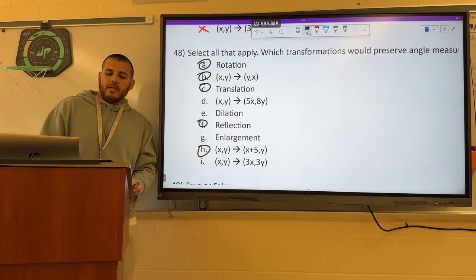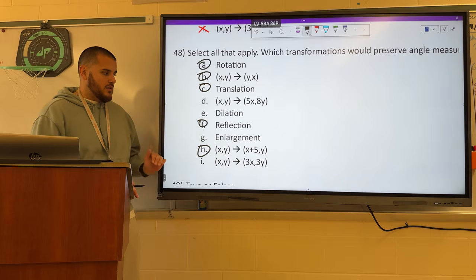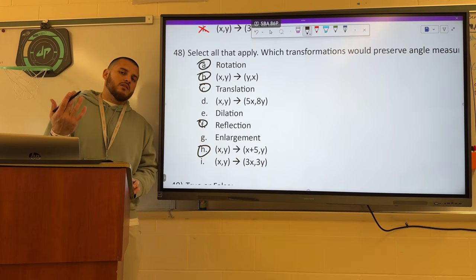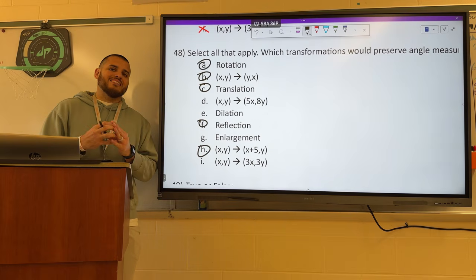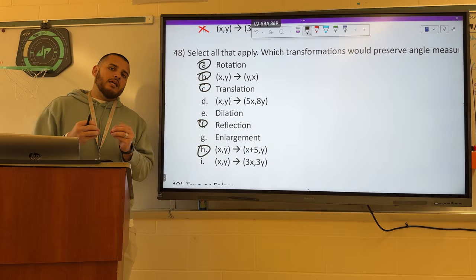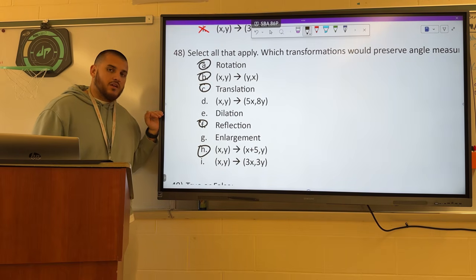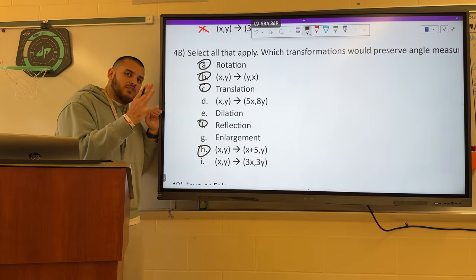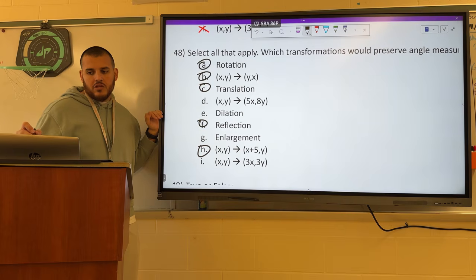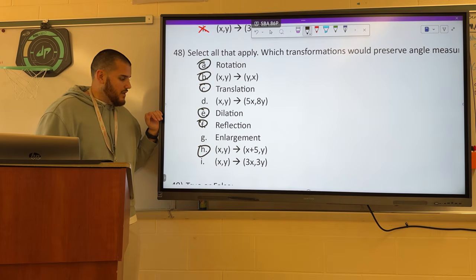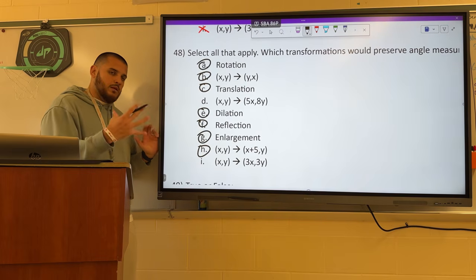Okay, then we're getting now to the dilation options, the ones that are going to change the size of the shape. And this is where we need to understand that when we change the size of the shape, we're changing the side lengths, but the angle measures can stay the same. So dilations create similar figures. The sides grow proportionally, the angles remain congruent though. So angle measure is preserved in dilations. And enlargements are types of dilations. Those are the ones that make them bigger.